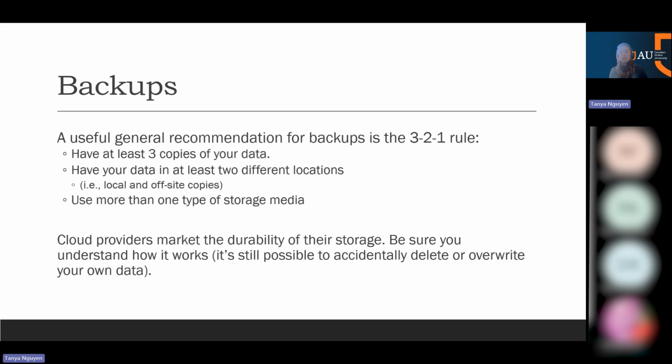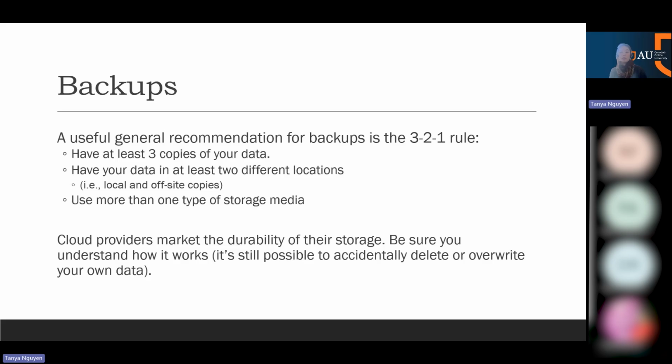A useful general recommendation for backups is the 3-2-1 rule. This means having 3 copies of your data in 2 different locations, for example, 1 local and 1 offsite, and then using more than 1 type of storage media. You should also periodically check your backups to ensure you can still access your data.